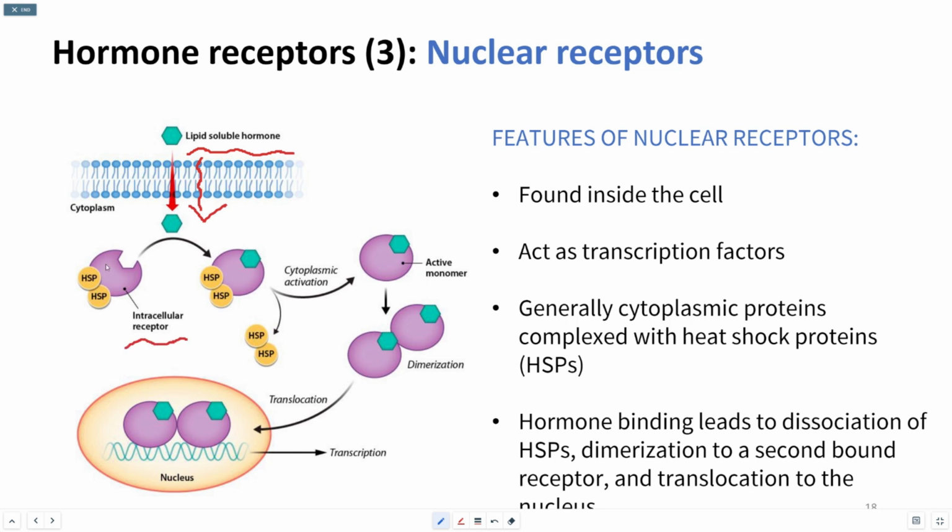This intracellular receptor is typically bound to an HSP, which stands for heat shock proteins, and when that lipid-soluble hormone binds to it, the heat shock proteins are released. This will then cause the active monomer to dimerize with other activated receptors and be translocated into the nucleus of the cell. This will then bind onto a section of the DNA directly, causing it to increase or decrease transcription. Therefore, you're going to create more gene products and more protein, or less protein.